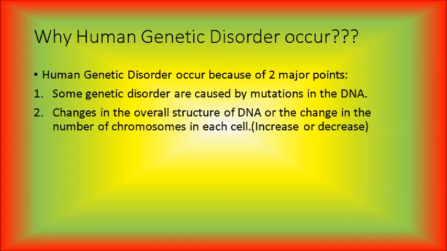Now, why do human genetic disorders occur? Human genetic disorders occur because of two major points. First of all, human genetic disorders are caused by mutations in the DNA. Second of all, changes in the overall structure of DNA or changes in the number of chromosomes in each cell. For example, increasing or decreasing the number of chromosomes.